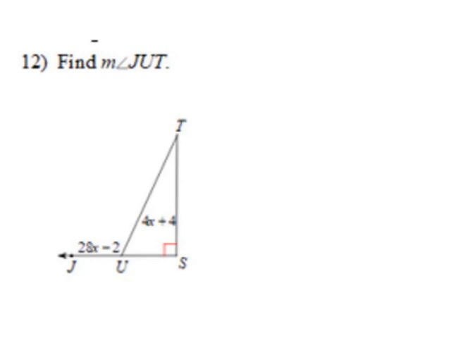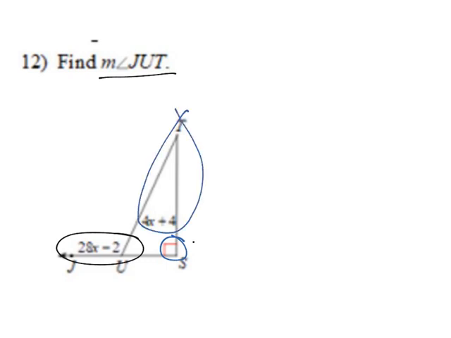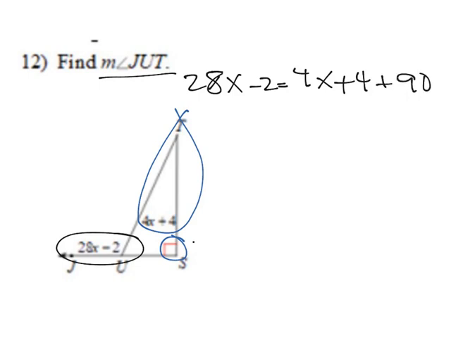Same thing. Again, we're asked to use the exterior angle theorem to find the measure of JUT. Okay, my exterior angle is here. My two remote angles are going to be, I'll do them in a different color, here and here. Okay, so let's go ahead and set this up. I would get 28x minus 2 is equal to 4x plus 4 plus 90 degrees. I know that's 90 because of this little red corner there, right?